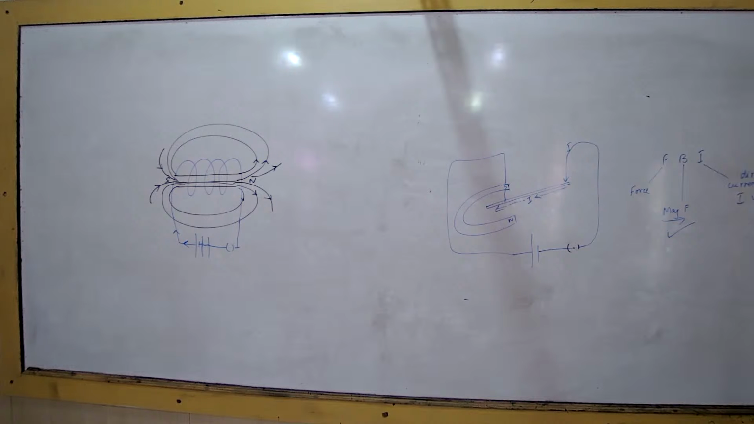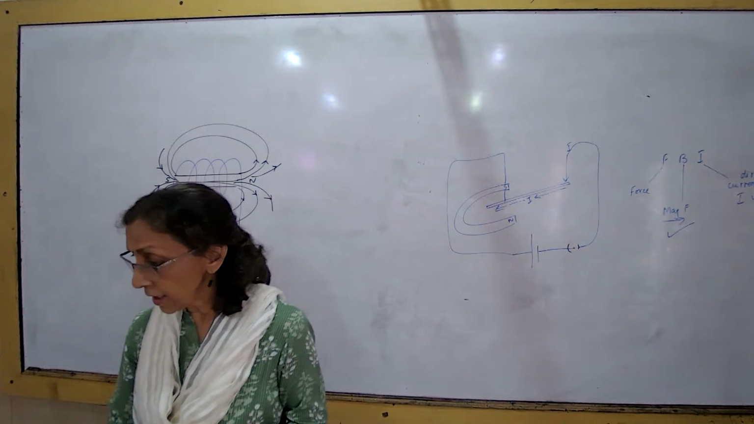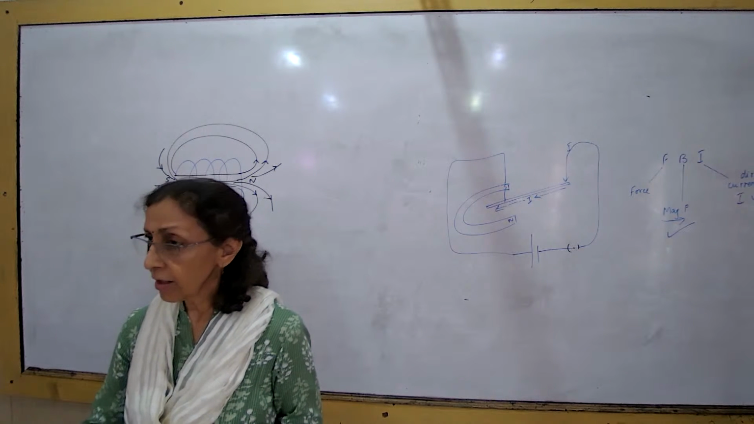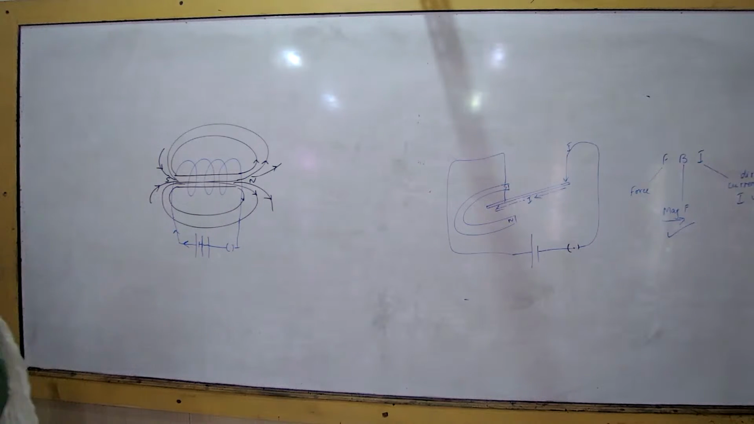Children, there are two rules. One is Fleming's left hand rule, which is used for motors. There is also another rule, which is Fleming's right hand rule. Are you paying attention? This is used for a generator, because we are inducing the current.